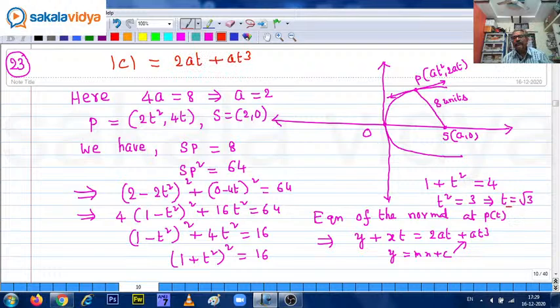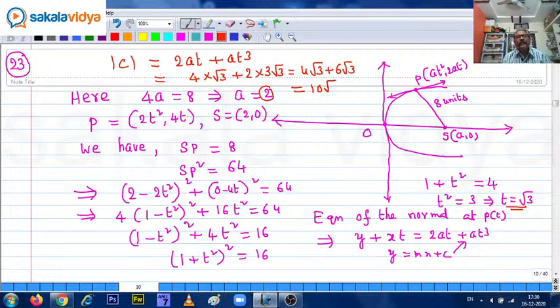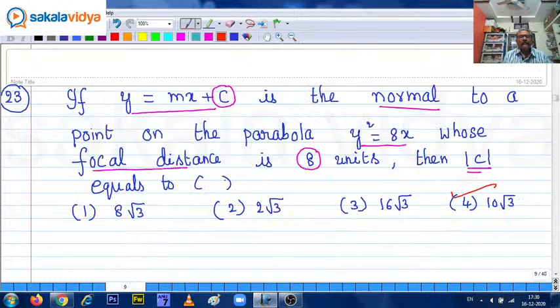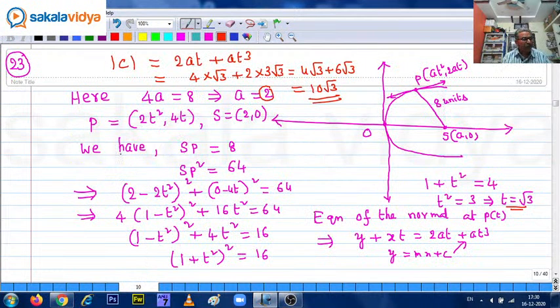We know the t value and the a value. The a value is 2. Let us substitute here: 4 into root 3 plus a, which is 2, times t cube, root 3 whole cube, which is 3 root 3. So 4 root 3 plus 6 root 3. So the answer is 10 root 3. So option 4 is the right option.